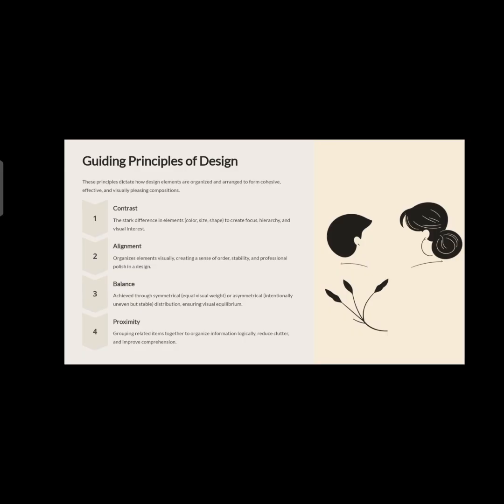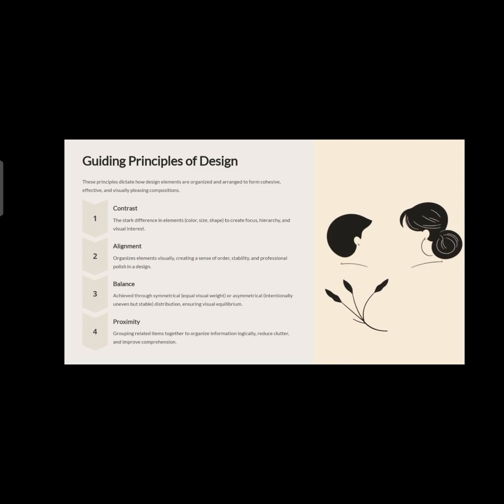Now what is balance? The next one is balance. It says achieve true symmetrical, equal visual weight, or asymmetrically, intentionally, or even but stable distribution, ensuring visual equilibrium. Now balance is when your design is balanced. Simple as the name implies. Do you get?